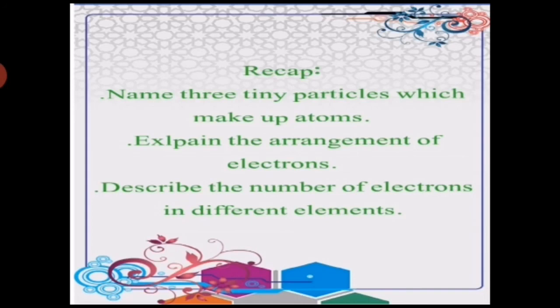The electron closest to the nucleus will have the lowest energy. The electrons further away from the nucleus will have higher energy. The arrangement of the electrons in the orbitals of an atom is called its electron configuration. Third one is describe the number of electrons in the different elements. Students, after completion of the lecture, you can easily answer these questions.